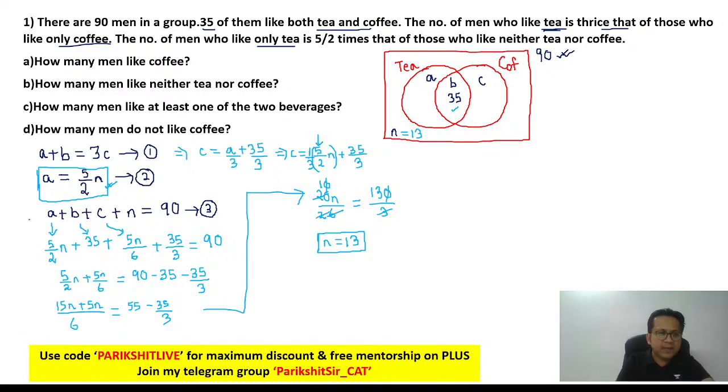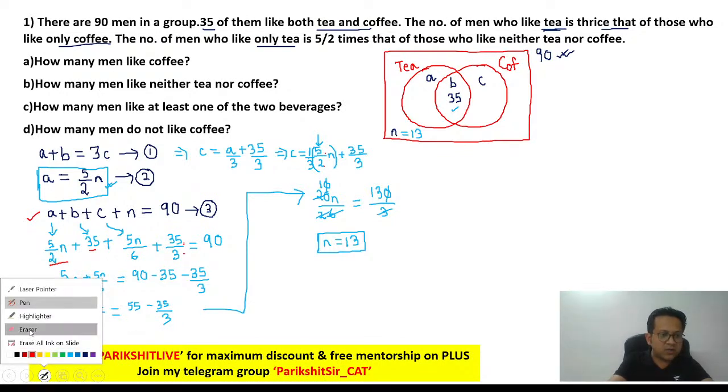Have a look once. A plus B plus C plus N is 90. Up till here is okay. What is A? I'm just repeating it. From equation 2, A is 5 by 2n. What is B? B is 35. What is C? Here there was an N. C is 5 by 6n plus 35 by 3 plus 35 by 3 plus the original N.